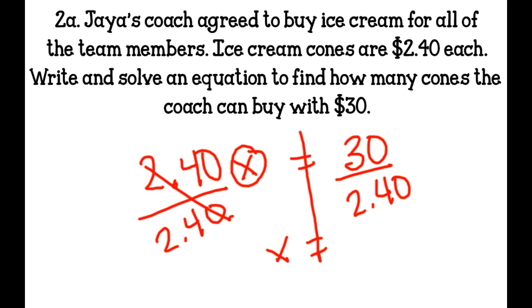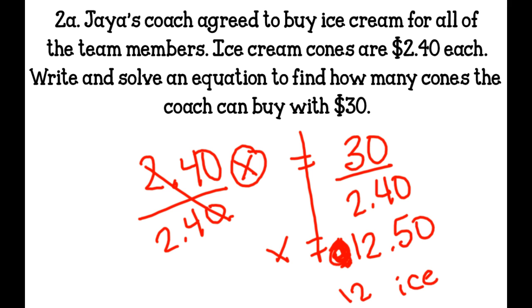when you do that division, you are going to get $12.50. And I might say, I'm sorry, it's not $12.50. We were talking about money, but we're talking about how many ice cream cones he can buy. Well, he's not going to buy half of one, so he can buy 12 ice cream cones.